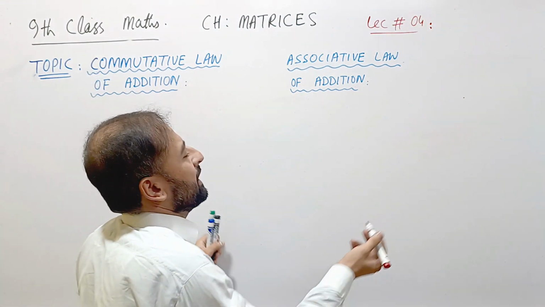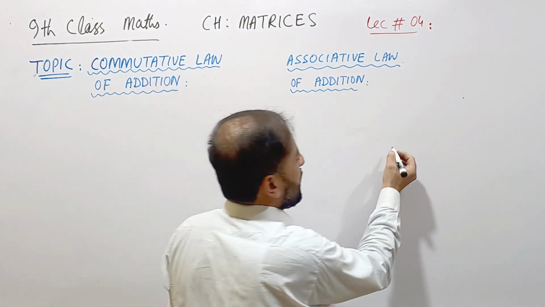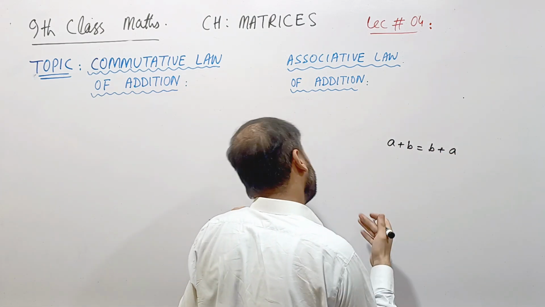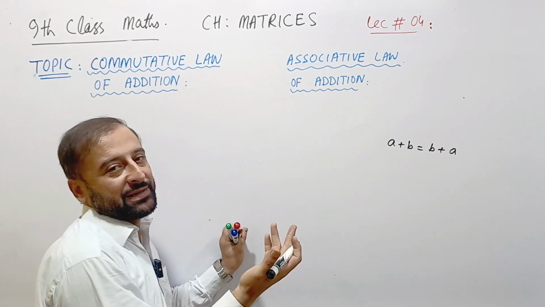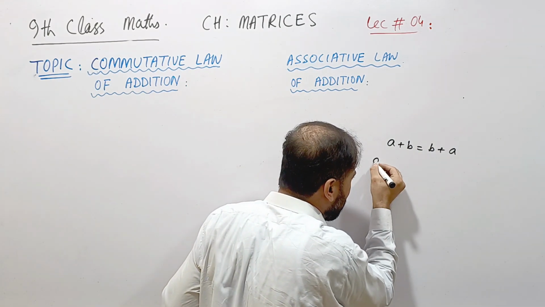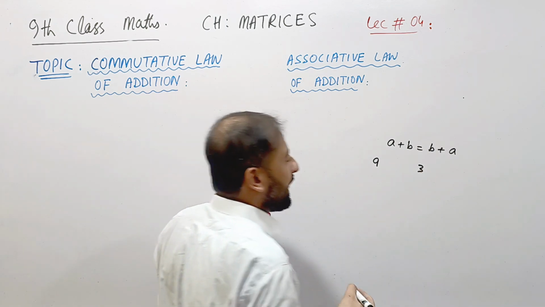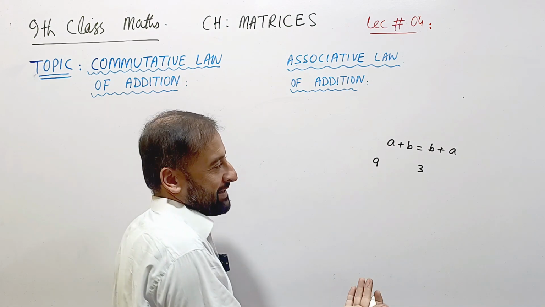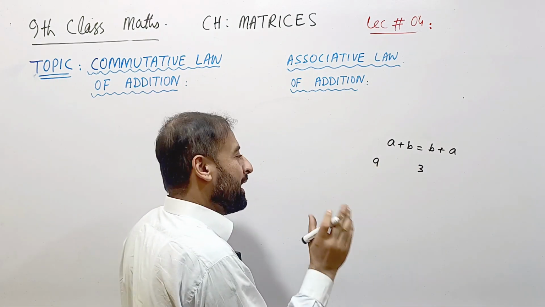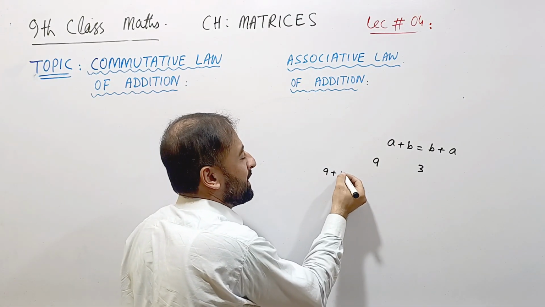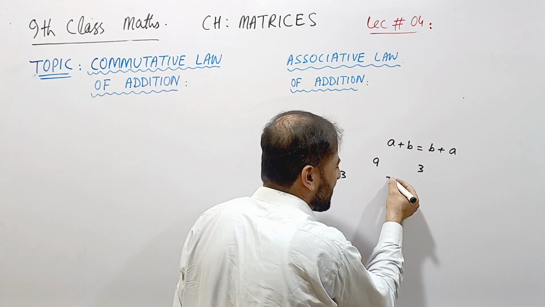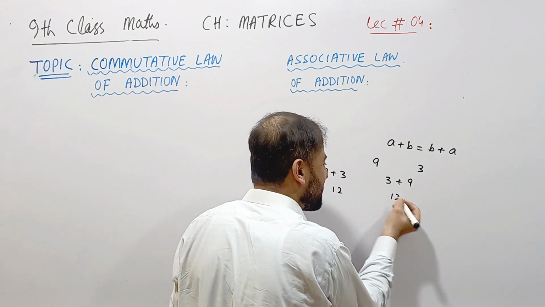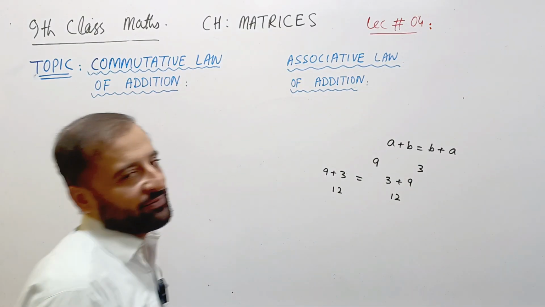Like in numbers, you say that A plus B will always be equal to B plus A. It is commutative law of addition. It simply means that if I give you two numbers like 9 and 3, and I want you to add them, you should not ask, sir, which number should be taken first. If you take 9 first and 3 second, or 3 first and 9 second, in both cases, you get the same results. It is called commutative law of addition.